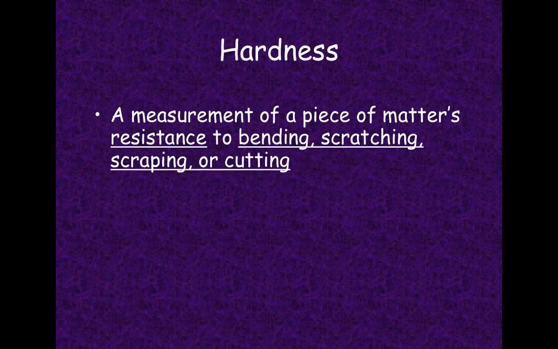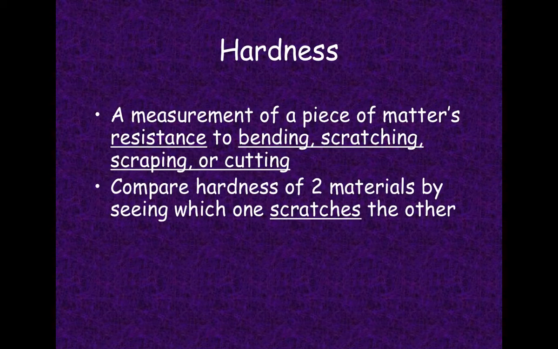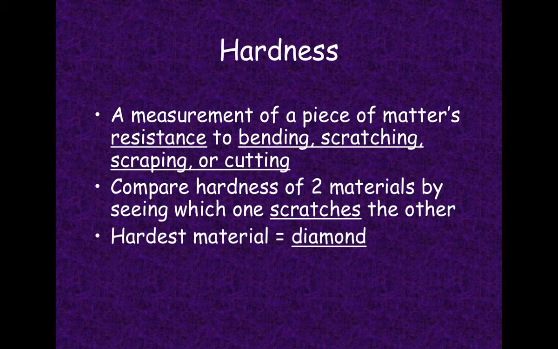The next physical property is hardness. And this is the ability of a substance to resist scratching, bending, scraping, or cutting. What we do is we compare hardness, again, very much like viscosity, by taking two different materials and seeing which one scratches the other one. We actually do have the hardness scale, and the hardest natural material that we have in the world is a diamond.